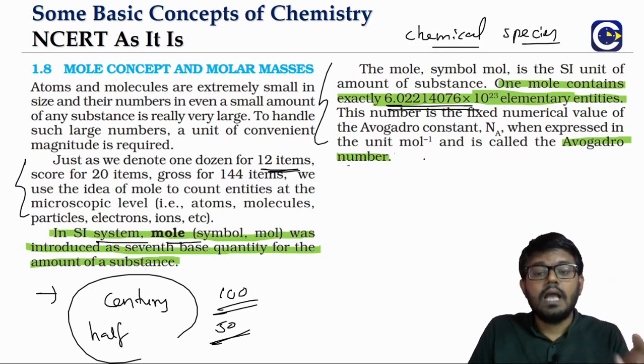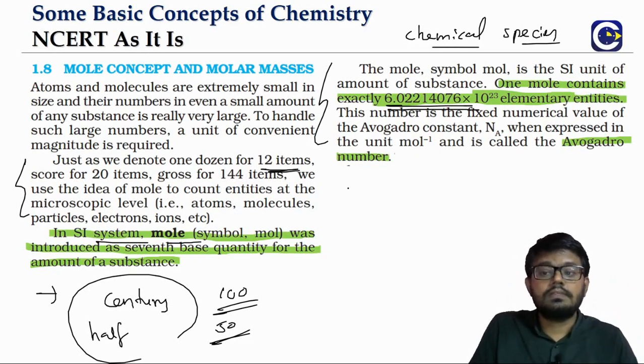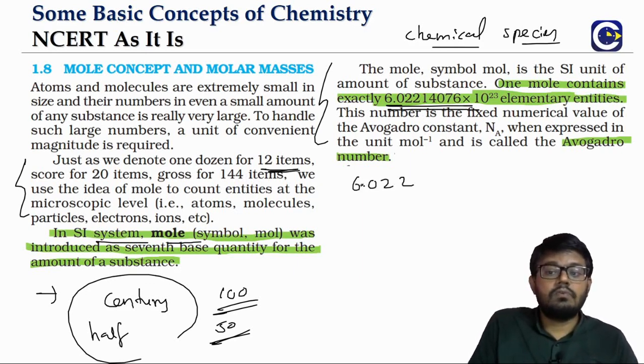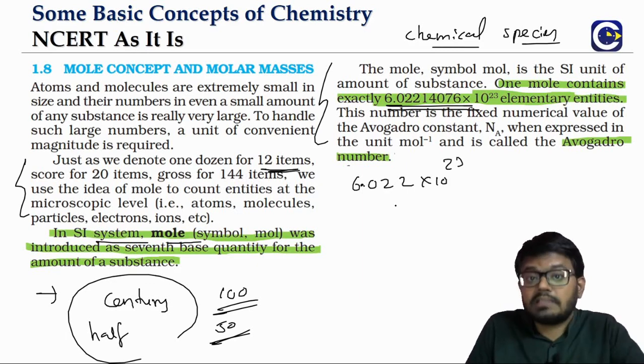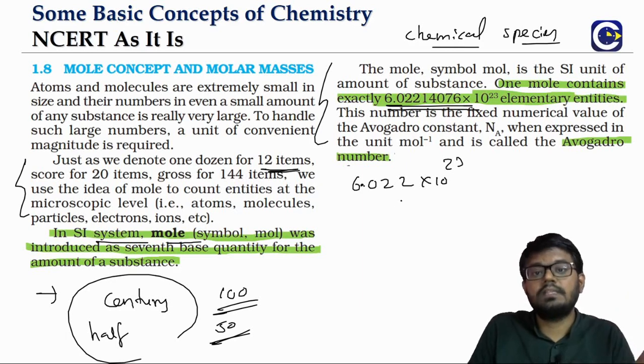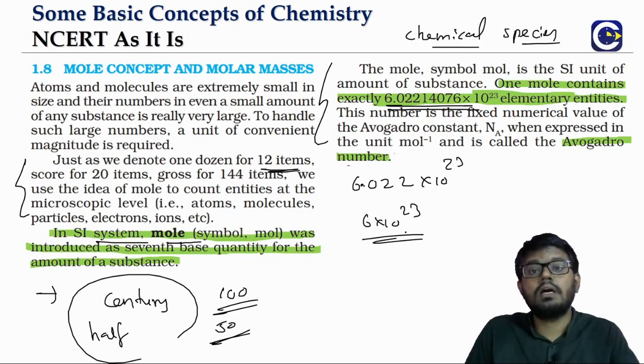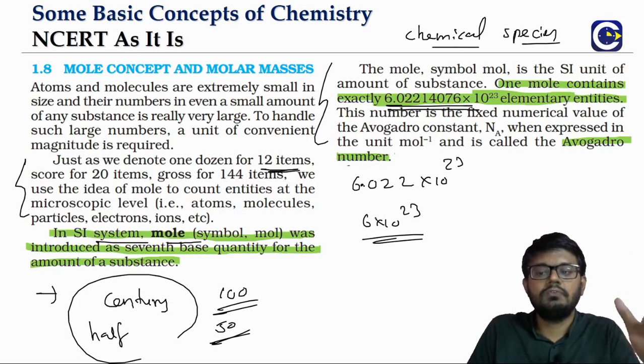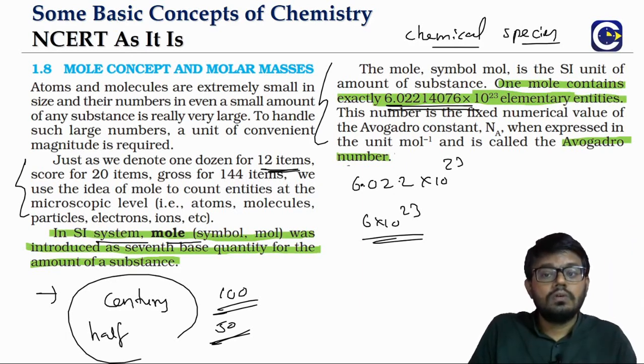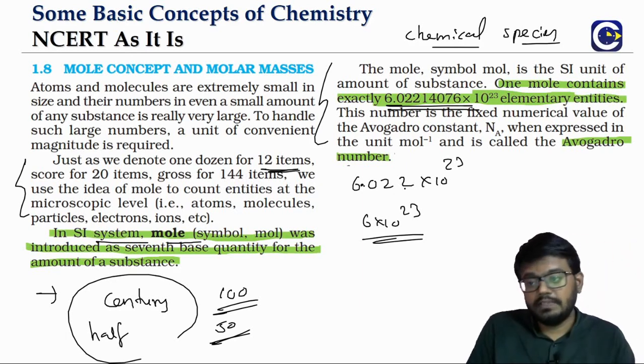But this Avogadro number, what is the value of this? We can see it up to 6.02214076 into 10 power 23. But for our practical purposes, we can say 6.022 into 10 power 23. Usually we will not do it, but if it is very much required, you can take some more approximation or simplification, even 6 into 10 power 23, if you want to approximate those decimal places.